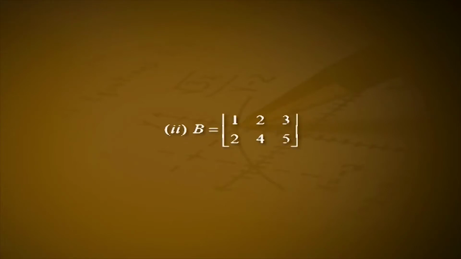Example: find the rank of the following matrices. First one, A is equal to 1, 2, 3, 4. Second one, B is equal to 1, 2, 3, 2, 4, 5. Solution: for the first one, since determinant of A is equal to minus 2, not equal to 0, A has one non-zero minor of order 2. Also, there are no minors of order 3. Hence, 2 is the largest order of a non-zero minor of the matrix A. Hence, rank of A is 2.